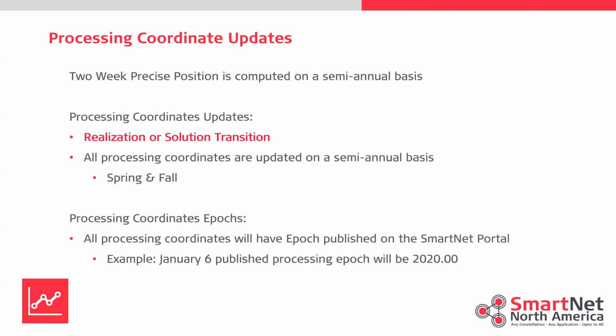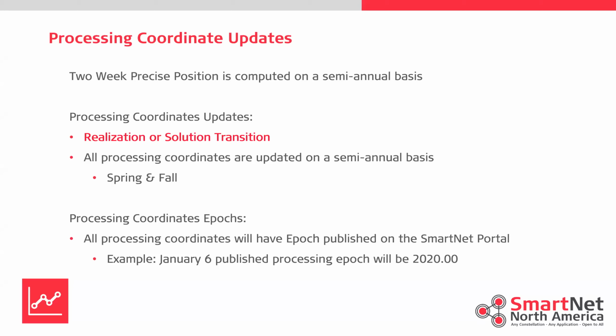You heard me say we do this semi-annually, so we do this twice a year. Typically we do this in the spring and the fall to make sure that our processing, our physical coordinates are always updated so that we get great network corrections out. But now we're also going to have to take into account when realizations or solution transitions happen. And this is what we're talking about today.